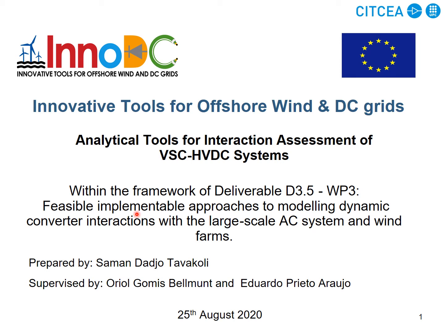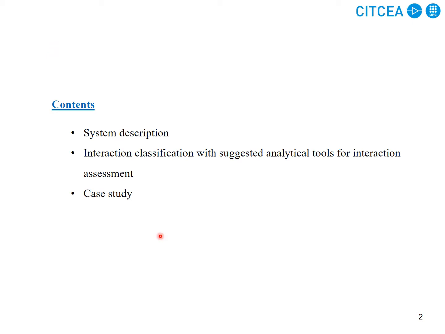Hello everyone. This presentation is in the framework of deliverable number 5 of work package 3 of the InnoDC project, and the topic is the interactions classification in a voltage source converter based high voltage direct current system. Within this presentation, I'm going to cover a very rough classification of the possible interactions in an HVDC link, and then it will be followed by a case study.